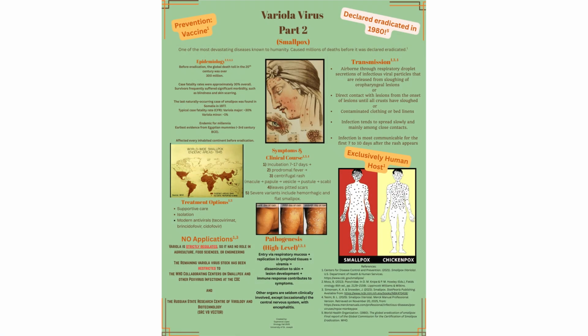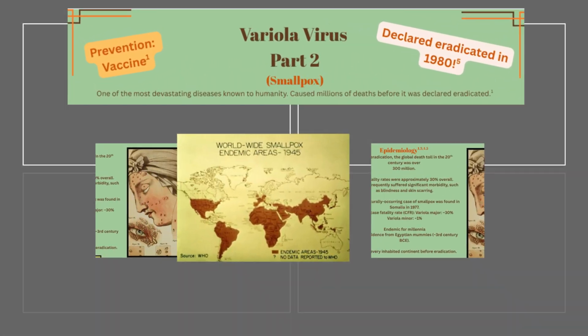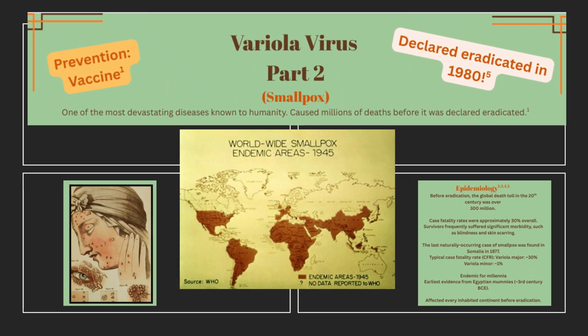Now to the second part of the infographic, the variola virus part 2. Smallpox. One of the most devastating diseases known to humanity, caused millions of deaths before it was declared eradicated in 1980. The global burden before eradication caused 300 to 500 million deaths in the 20th century alone. Typical case fatality rate was 30% for variola major and 1% for variola minor. It was endemic for millennia.